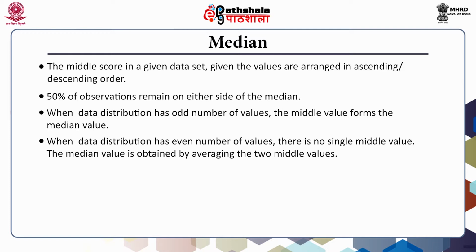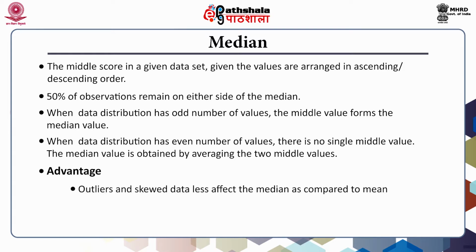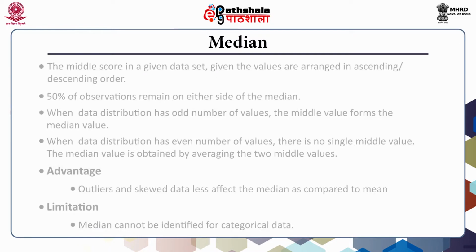Now let us look at the advantages and disadvantages associated with median as a measure of central tendency. Outliers and skewed data affect the median less as compared to the mean. This is one of the advantages of median over mean. In terms of limitations, the median cannot be identified for categorical data. This is because the data cannot be ordered or arranged in a specific sequence.